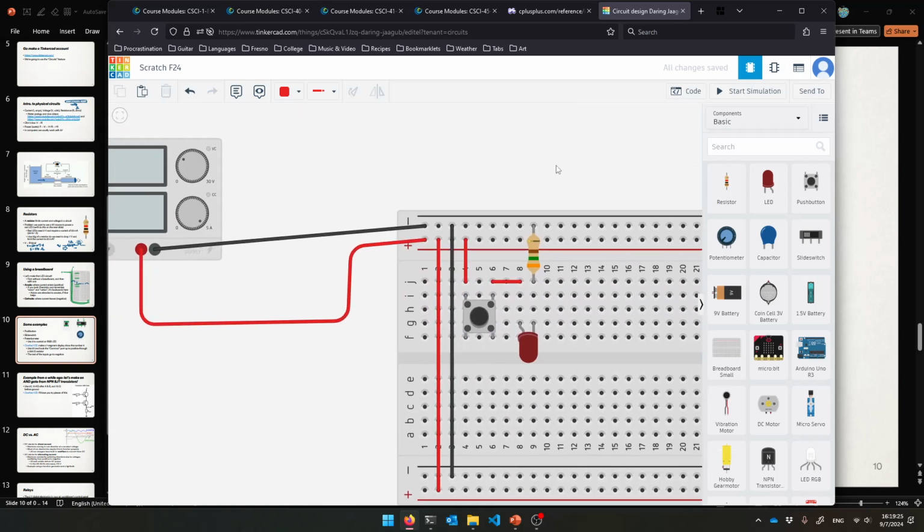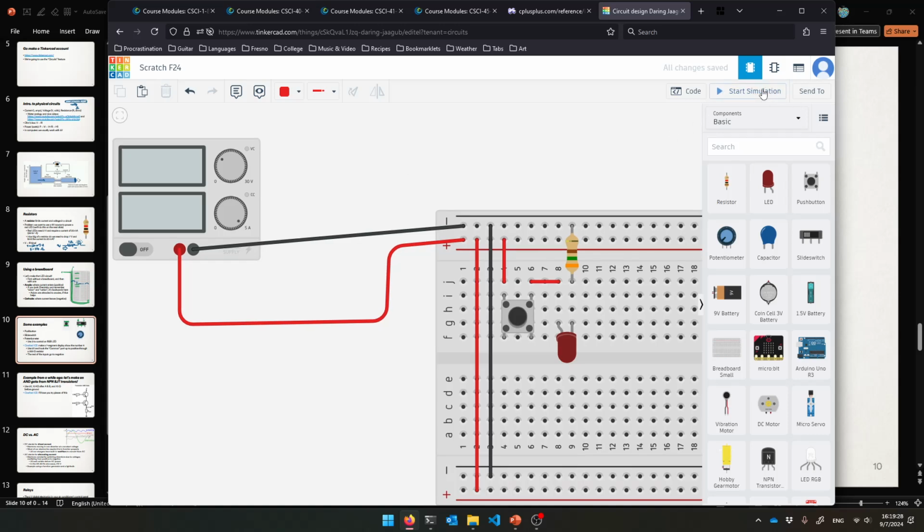Isn't that cool? So now if I click start simulation, the light's off, of course, because I haven't pressed the button. So I press the button, you see that it lights up, and it's drawing a little less than 20 milliamps because all these wires introduce their own resistance. So that's kind of interesting in itself. So, isn't that beautiful? Click on, click off. So this will be a good one to study.